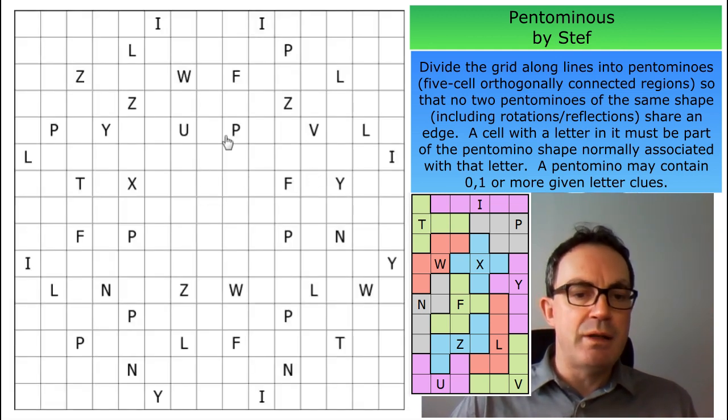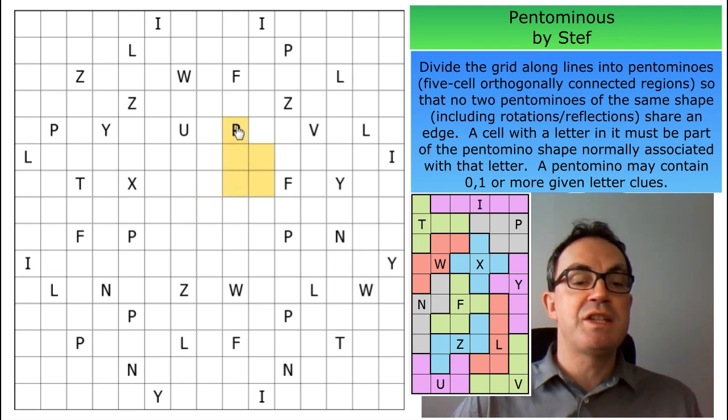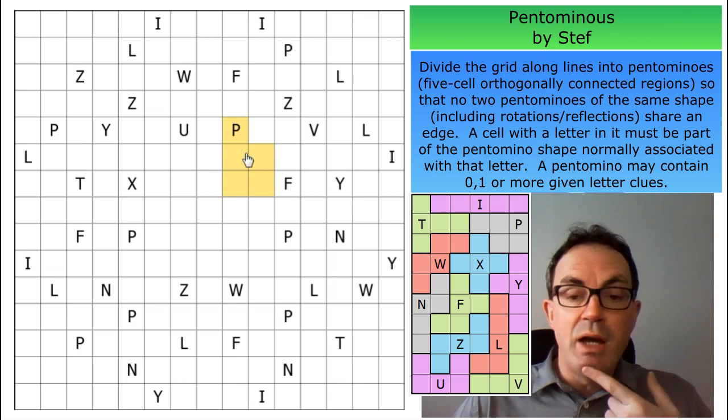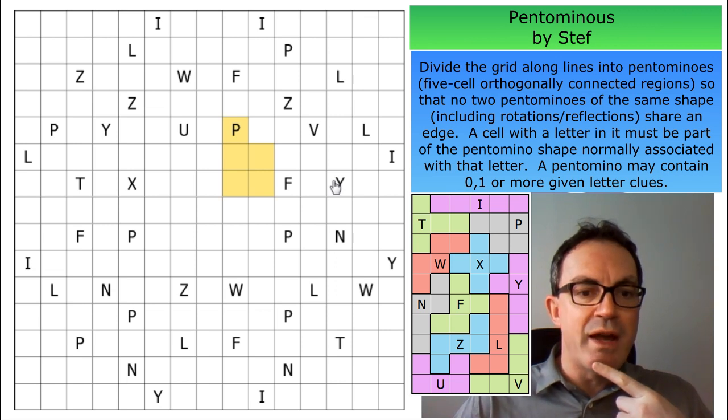So what does that mean? It means that this P here has to be part of a P pentomino. A P pentomino looks like that, but of course it can be reflected. It could be like that, or it could be rotated. So it doesn't always have to be this way up. It would be absolutely fine for it to look like that or like that. It just has to be part of a P pentomino. And what I'll try and remember to do is to put all the pentomino shapes on the side of the diagram in case you can't remember what they are.